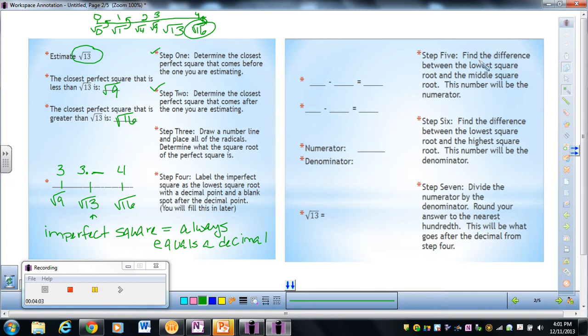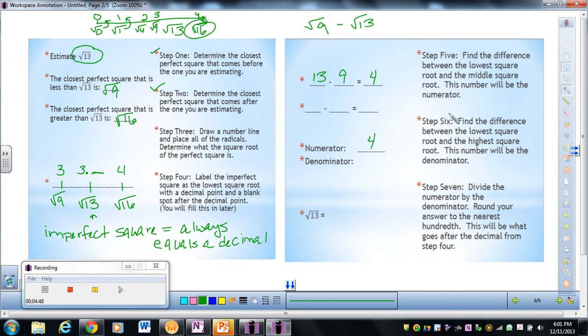So step 5 tells me find the difference between the lowest square root and the middle square root. Well, the lowest square root over here on our number line is the square root of 9. So I need to find the difference between the square root of 9 and the middle, which was the square root of 13. Finding the difference means I'm going to subtract. So I've got 13 minus 9, and the difference between those two numbers is 4. This will be the numerator. So here where it says numerator, I can put that in.